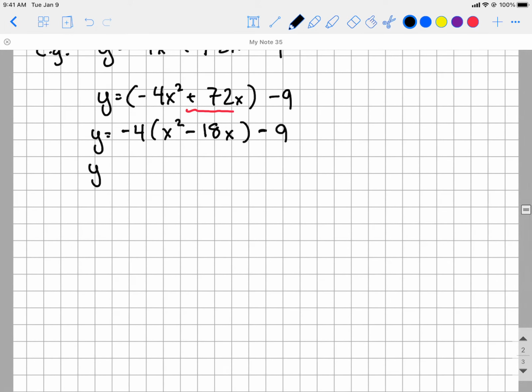Next, we divide by 2 and we square. So 18 divided by 2 is 9, and 9 squared is 81. So we're going to add and subtract 81 inside the brackets.